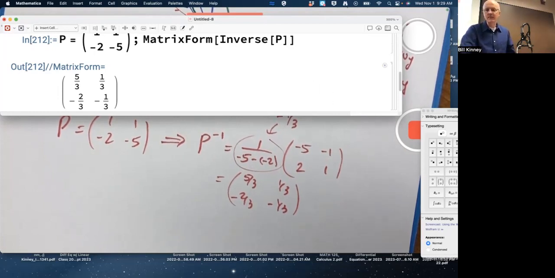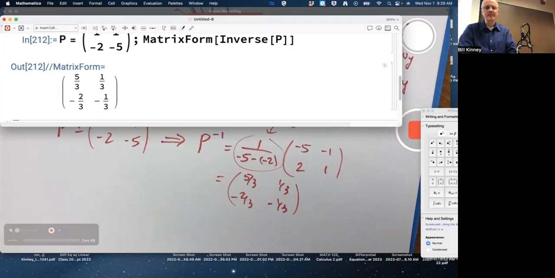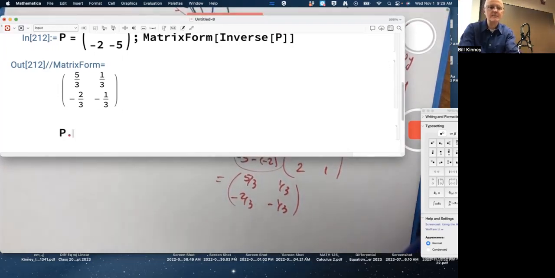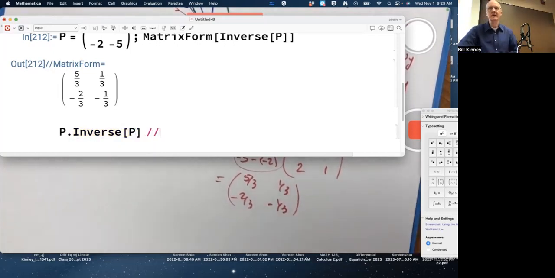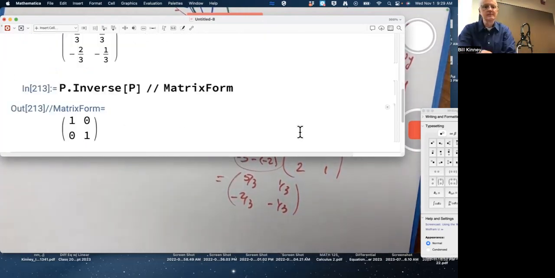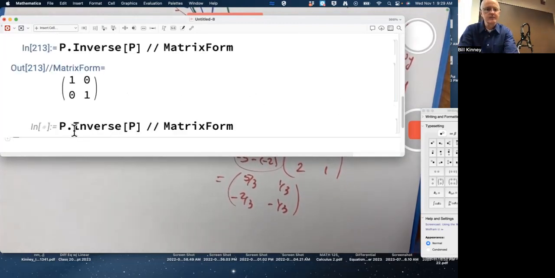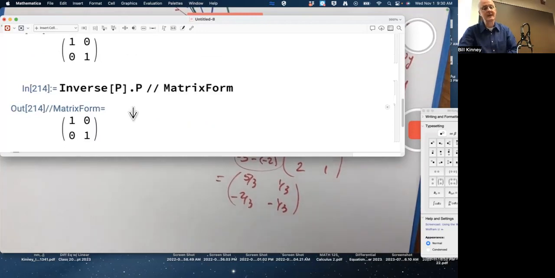We could double check it by multiplication as well. P times its inverse should be the identity matrix. Do matrix multiplication with a period, not a star. Yep. If I do it the other way around, that should also work. Any matrix commutes with its inverse, just like the identity matrix commutes with any matrix.